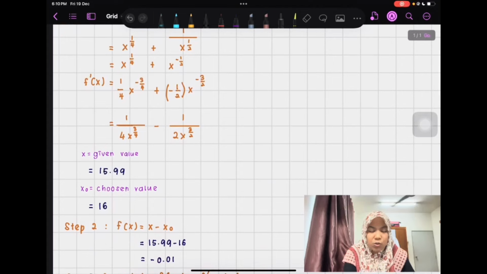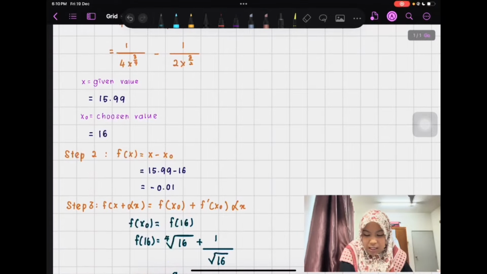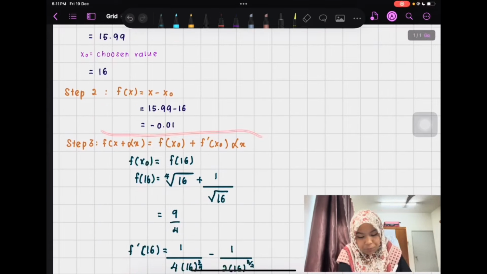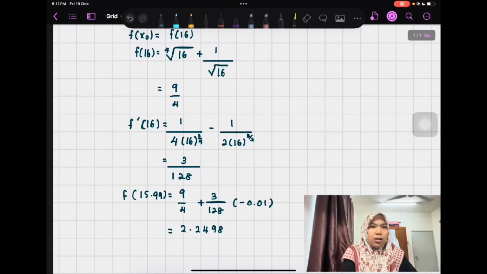So the given value is 15.99. x naught will be the chosen value. The chosen value must be the closest to the given value, which is 16. Step 2, x minus x naught, and we will get minus 0.01. Step 3, we use this formula and we get this answer. And remember, we need to write 4 decimal places.